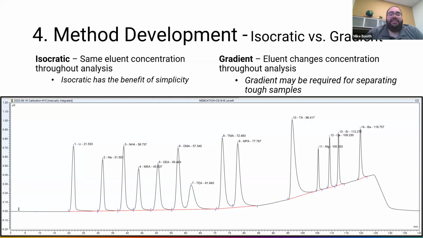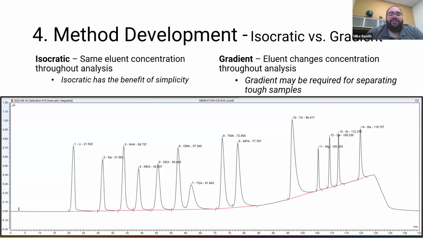And this slide has a good example of a really tough application. Thomas, I believe, actually developed this method to separate out a lot of our cation inorganics and our organics together. So this is a huge list of analytes that we don't see very often, but we do see on occasion. And is there a good way to separate all of them on IC so that we can get good measurements for all these organics that are mixed in with some of these metals? So to do that, he had to set up a gradient method.